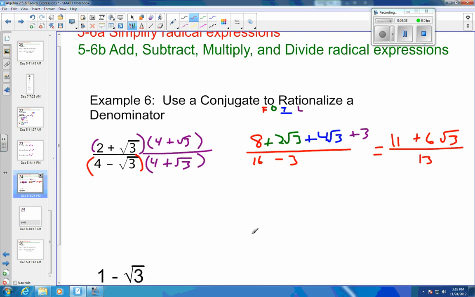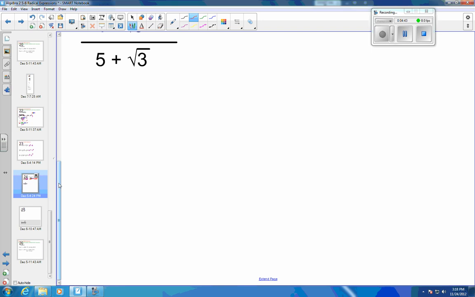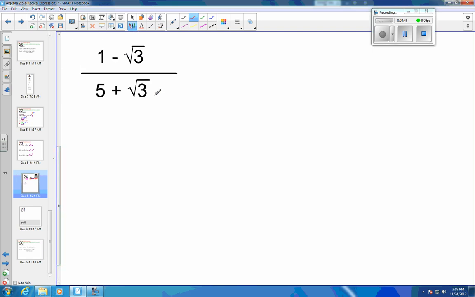We need to do a couple of these because these are confusing. So here's another one. It's got a radical in the denominator, so you have to multiply by your conjugate. So we need to write our conjugate. So that is a 5 minus the square root of 3. And if you multiply the bottom, you have to multiply the top.